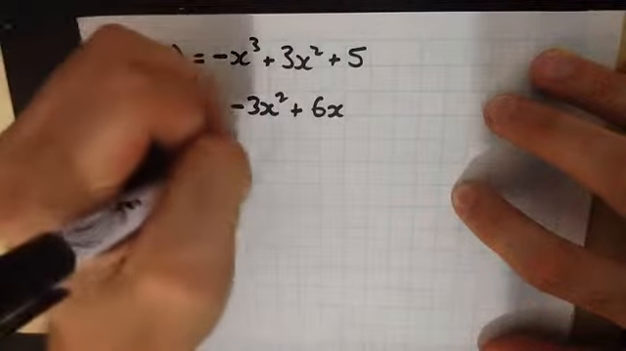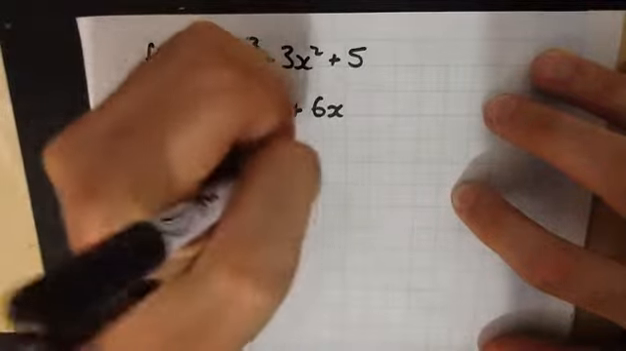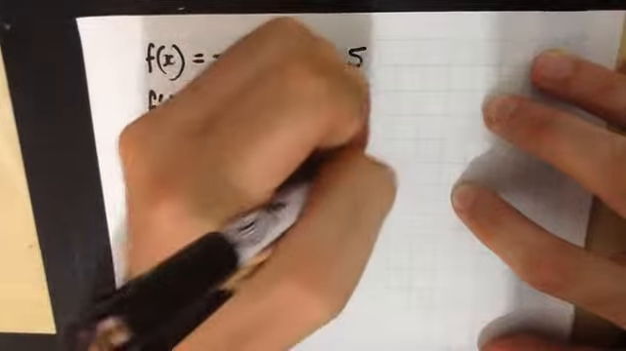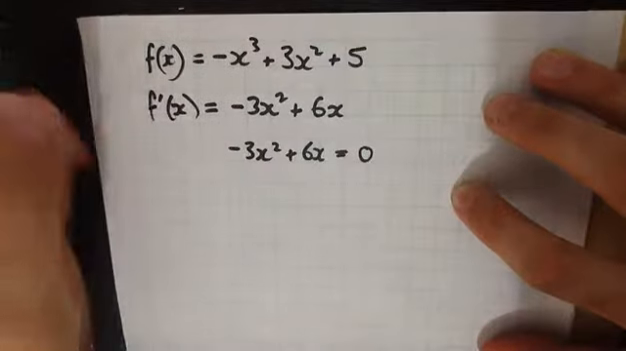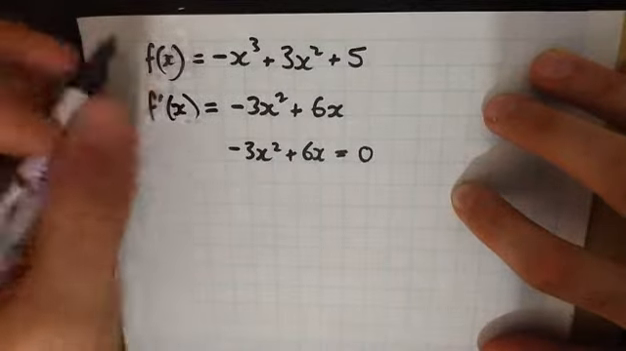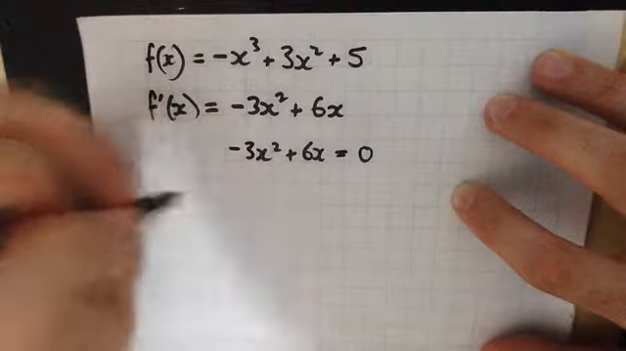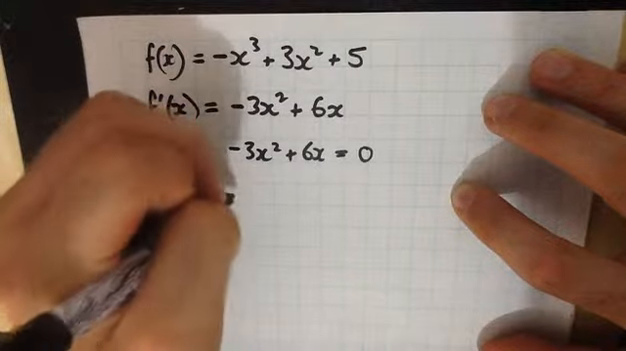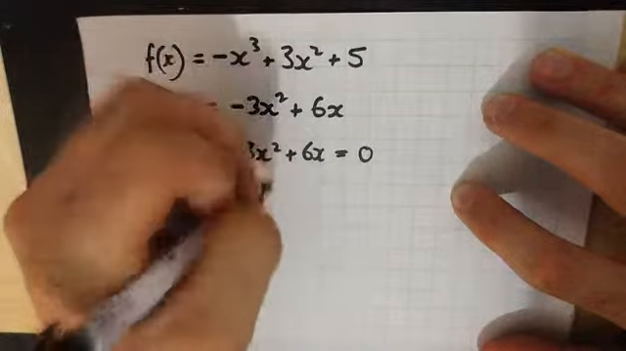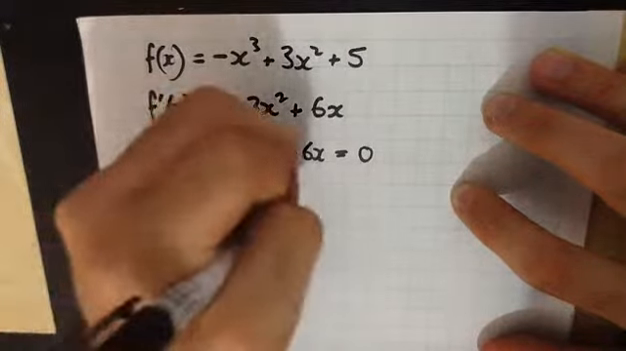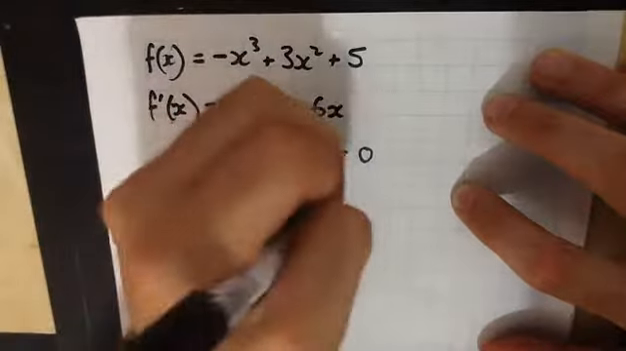So this derivative I make equal to 0, and so okay, what's x going to be if this is 0? I'm going to have to factorize it, so I'll take out -3x as a common factor, highest common factor. So I'll take out -3x, that'll leave me with x take 2 inside the brackets.